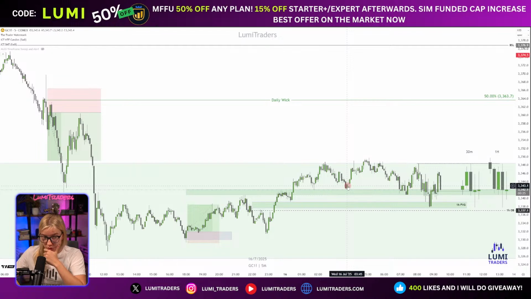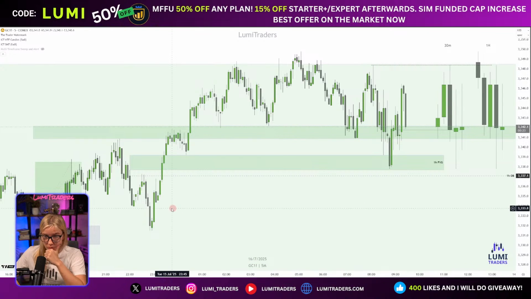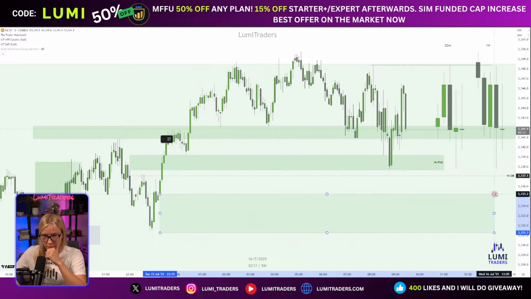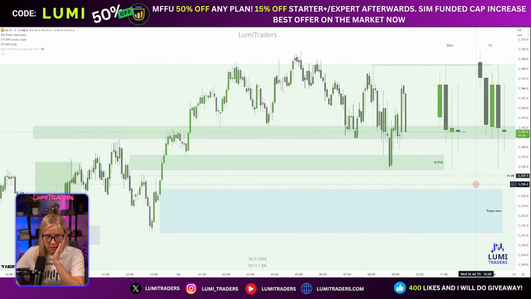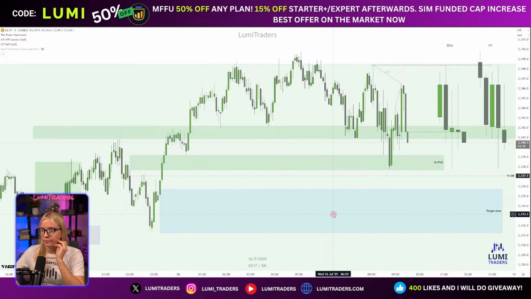I'm not quite sure about the previous day low level. I'm just keeping my eyes on this area over here, so between 35 and 30. So somewhere over here. Let's highlight this area. Like target area? How to call this? Like target area, I guess. Something like this.